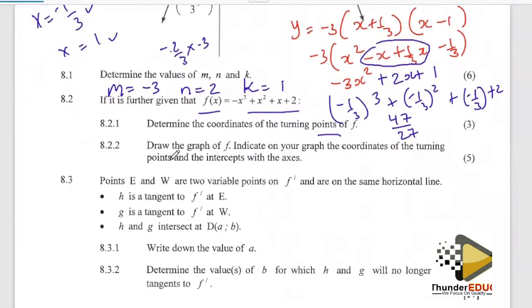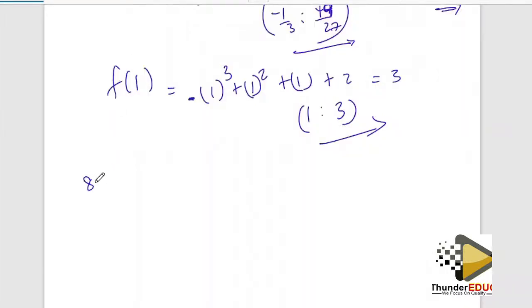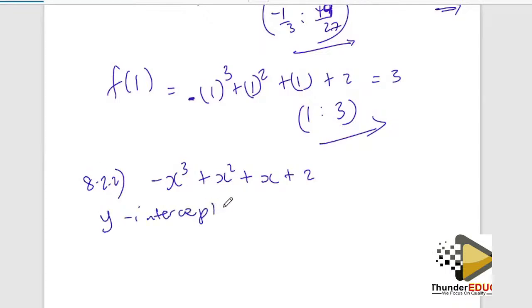And then they want us to draw the graph of f, the original. Indicate on your graph the coordinates of the turning points, the intercepts of the axes, and so on and so forth. So this is 8.2.2. One thing we need to do is find the intercepts. For the y-intercept, we know that x will be 0, and this number here, so y is going to be a 2.